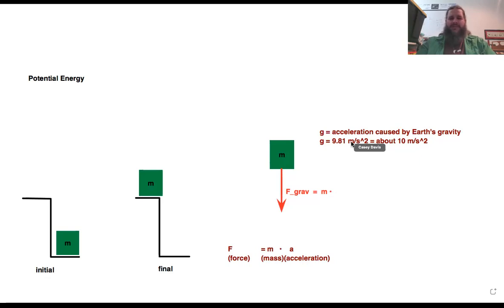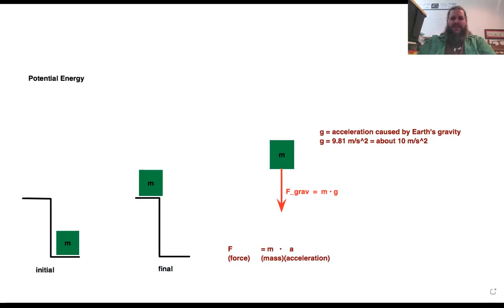That's the acceleration. And to calculate how strong the force of gravity on an object is, that is the weight of the object, you can multiply mass times acceleration. The mass of the object times the acceleration that would be caused by gravity if it were in free fall, those multiplied together tell you the force of gravity on the object.